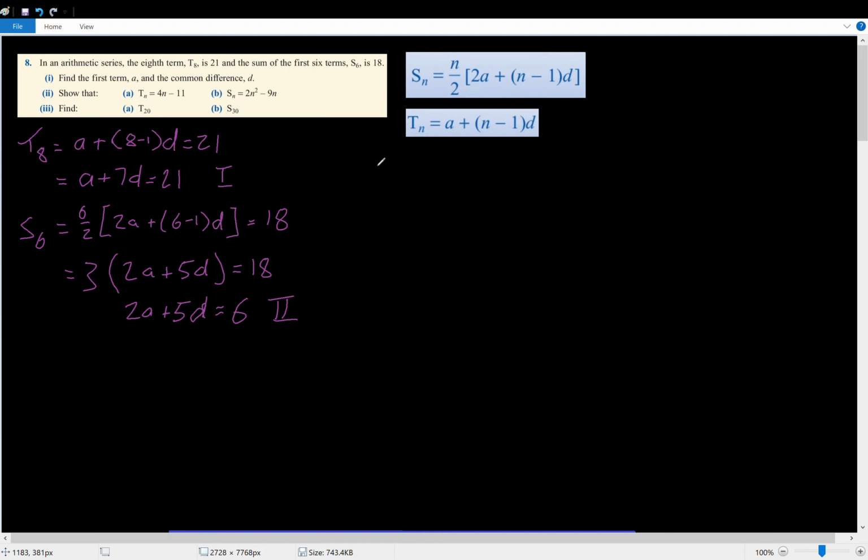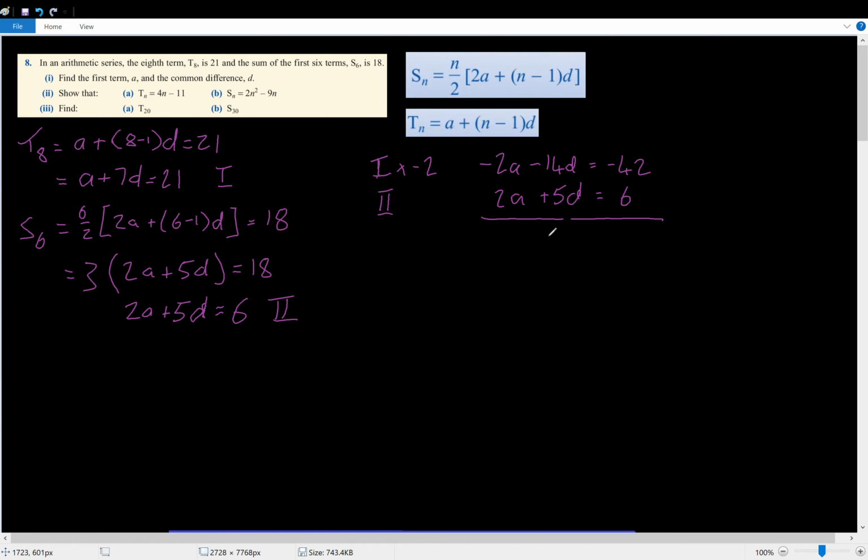So we're going to line them up one above the other, and to equation 1 we're going to have to make a change, so we're going to multiply it by minus 2. And we're going to make no changes to equation 2. So in equation 1, that's going to get minus 2A minus 14D is equal to minus 42. And equation 2 is going to be 2A plus 5D is equal to 6. We draw a line and we sum that down.